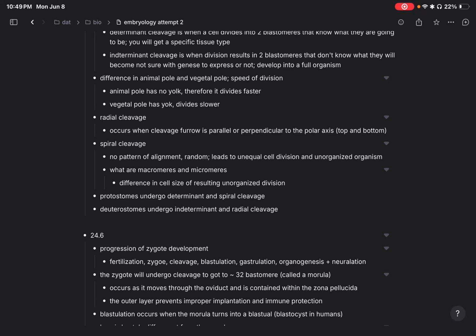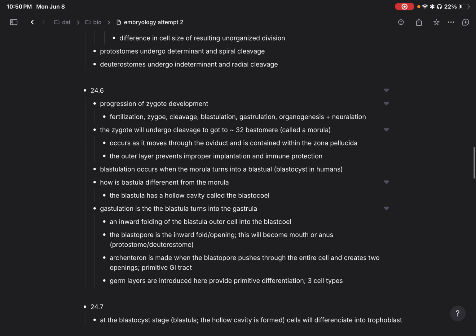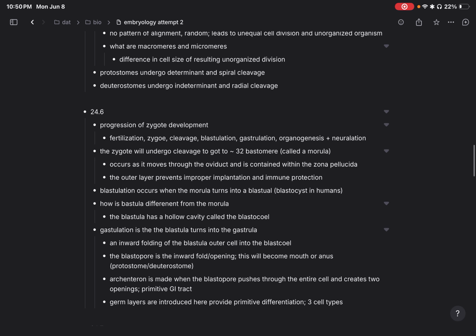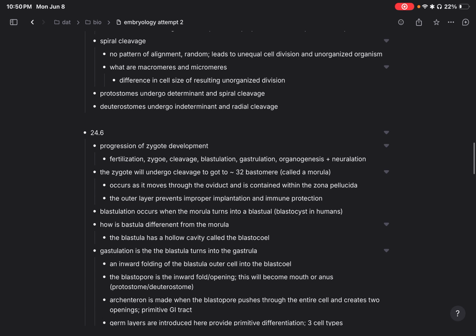Protostomes will undergo determinate and spiral cleavage. Protostomes are when the GI tract or the blastopore will develop into the mouth first, while deuterostomes will develop into the other end. Protostomes will undergo determinate and spiral cleavage, while deuterostomes will undergo indeterminate and radial cleavage. That means humans must be deuterostomes, right? Yeah, I don't know.